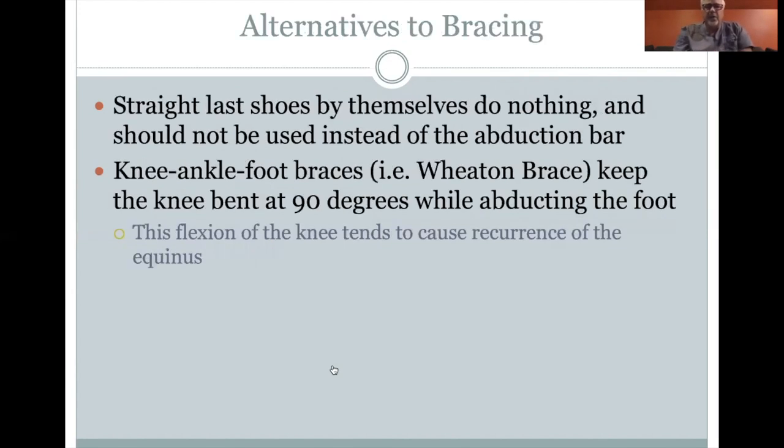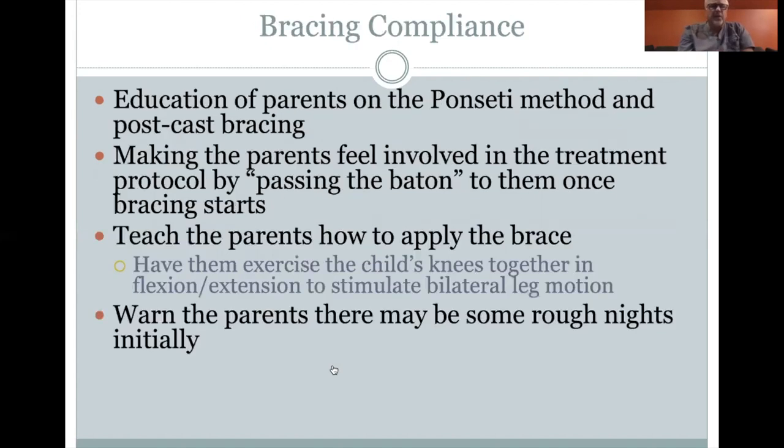Straight lace shoes really do nothing and should not be used instead of an abduction bar. Knee, ankle, foot braces like the Wheaton brace keep the knee bent at 90 degrees while abducting the foot, and that tends to cause recurrence of the equinus, so there's limitations with those.